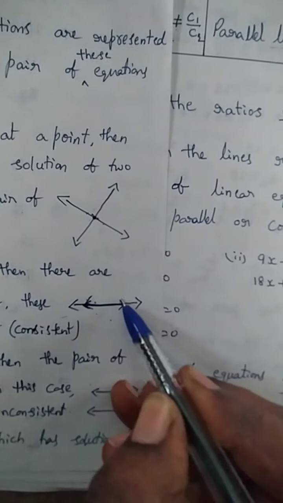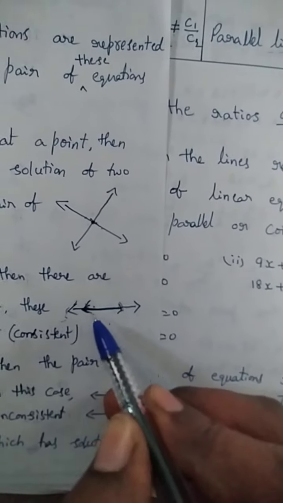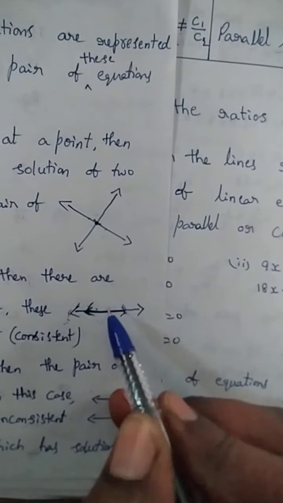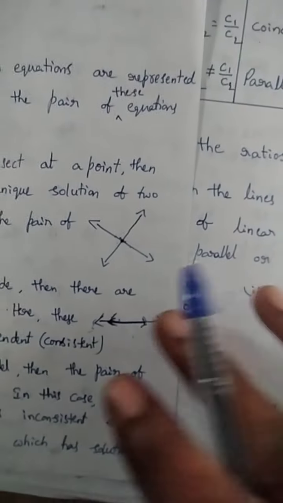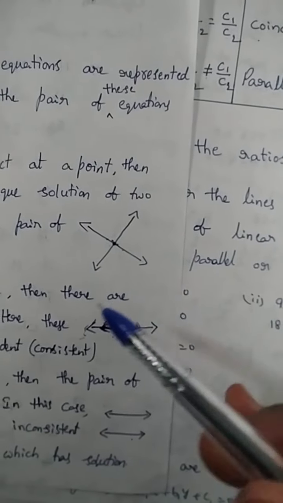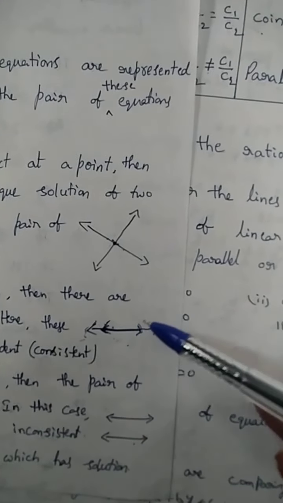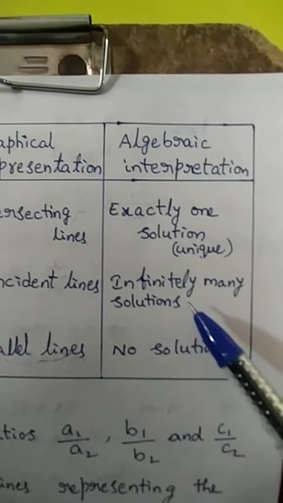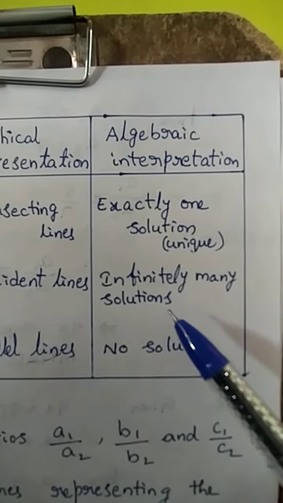This is one line and this is one line, one above the other. All the points are common to each other. So how many common points are there? Infinite. Then automatically how many solutions? Infinitely many solutions for coincident lines. So the algebraic interpretation of coincident lines is infinitely many solutions.